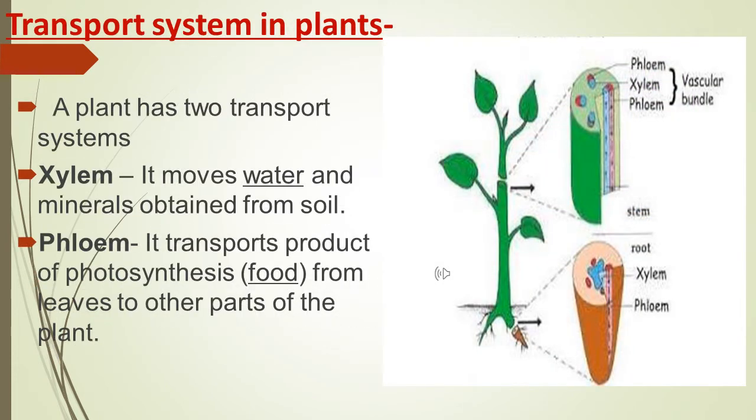For transportation, plants have vascular bundles, and they are made up of complex permanent tissues, xylem and phloem. Xylem helps in transportation of water and minerals, and phloem helps in transportation of food in plants.